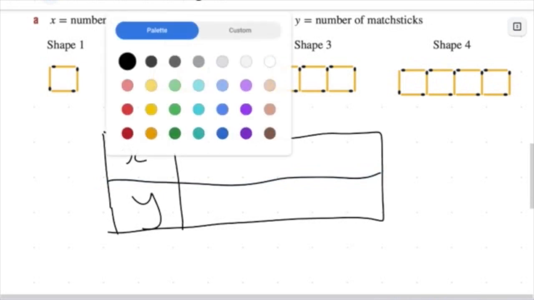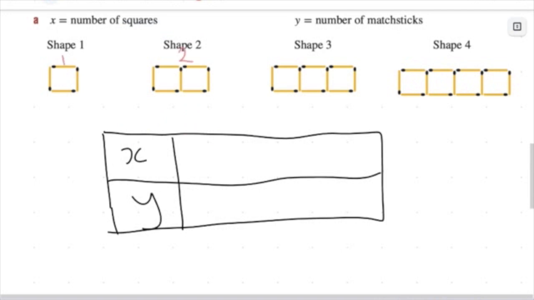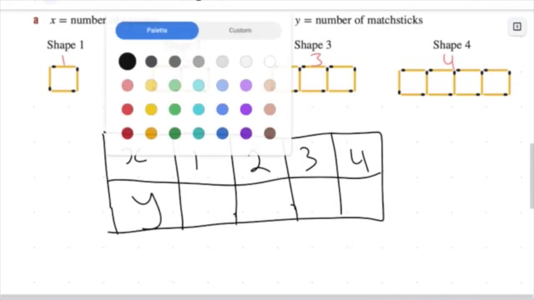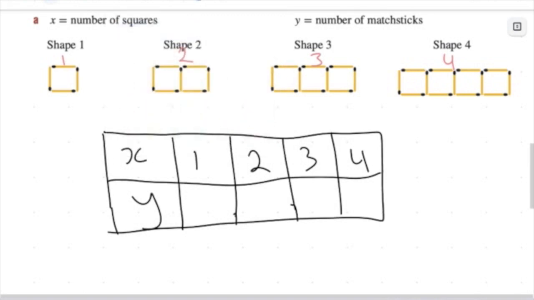So let's just count how many squares I have each time. I have 1, 2, 3, 4 squares. So my squares are always increasing by 1. So I have 1, 2, 3, and 4. And let's count now the number of matchsticks it took to make each of these squares. Here I can count 1, 2, 3, 4. And here on this next one, I have 1, 2, 3, 4, 5, 6, 7. For the next one, I have 10.